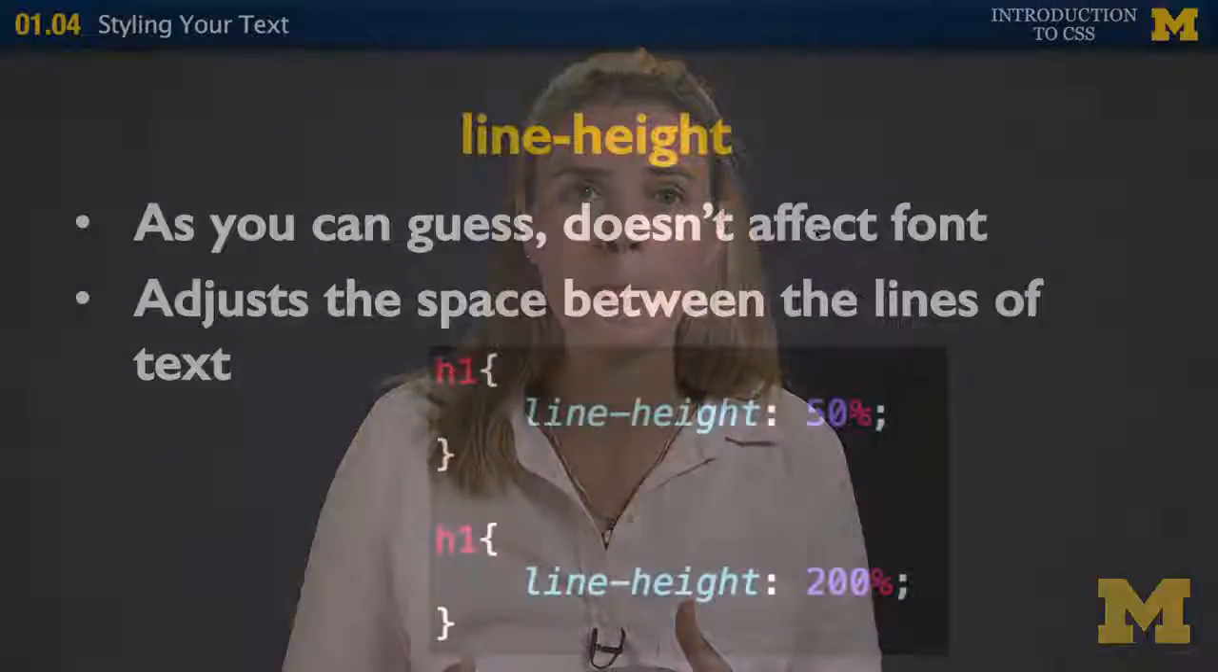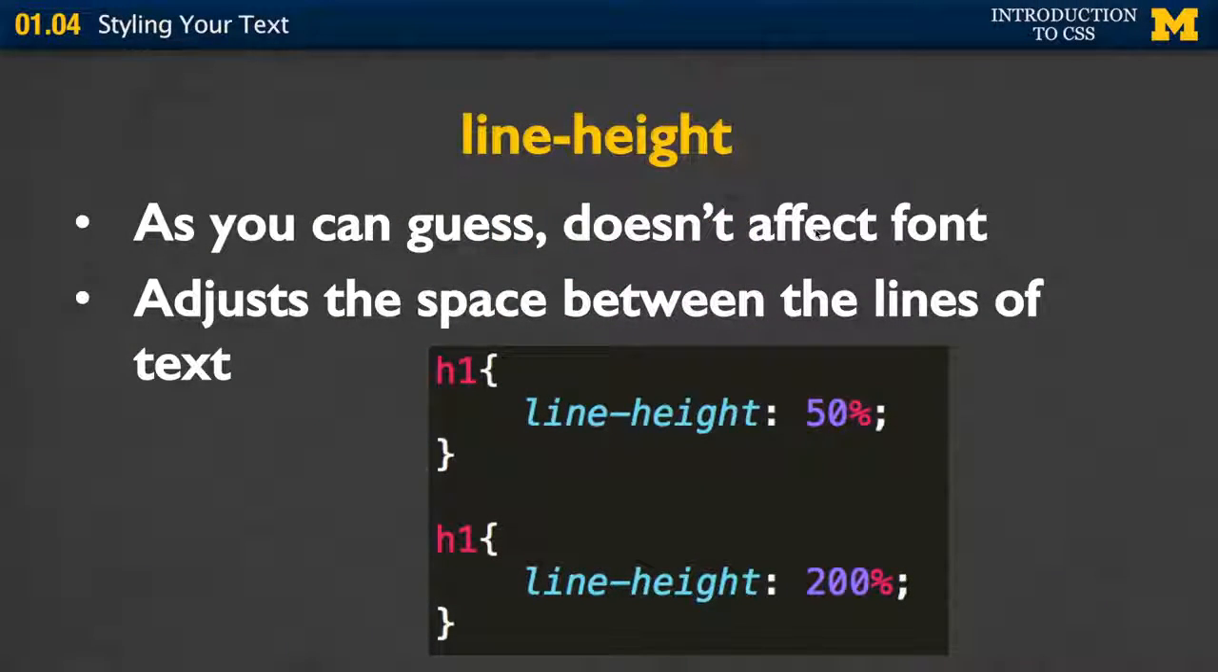All right. Next, we're going to talk about line height, and line height is really different because it's not affecting the font itself. It's not affecting your text. It's affecting how much space is around your text. Some of you may have used Word before, and you can adjust how much space there is between the lines. Maybe you want it to be 1 line, 1.5 line, double space. That's what we're talking about here.